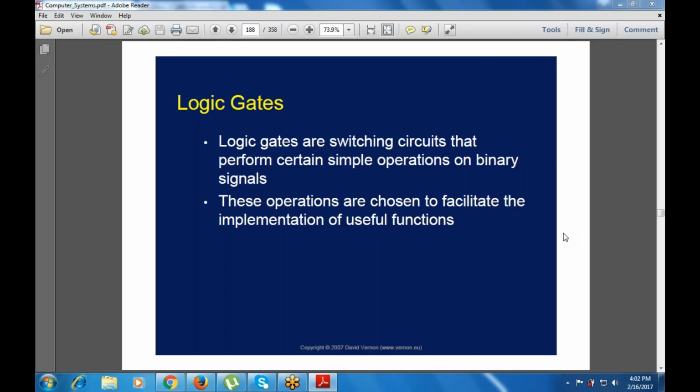Yeah, today's topic is the logic gates. In the last class, we finished with the earlier topics. And today's topic is the logic gates.